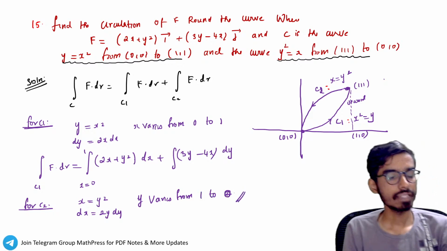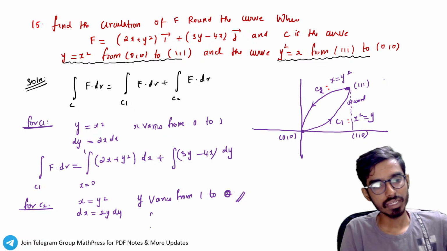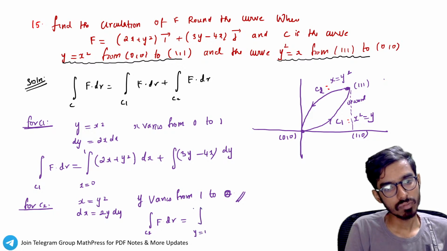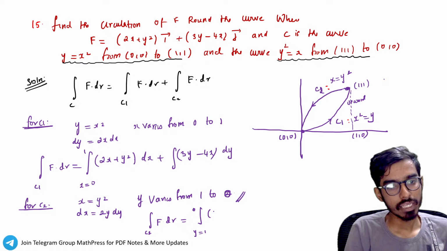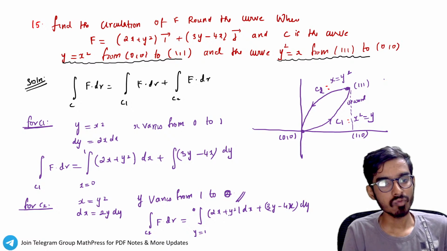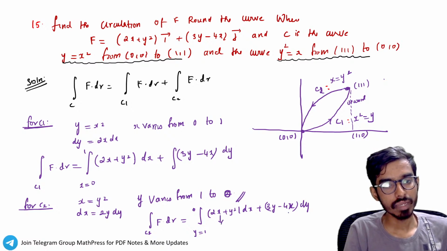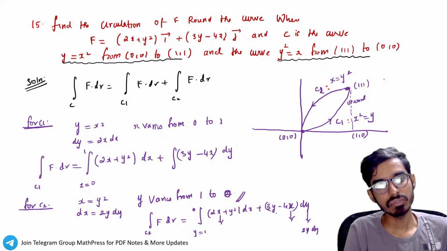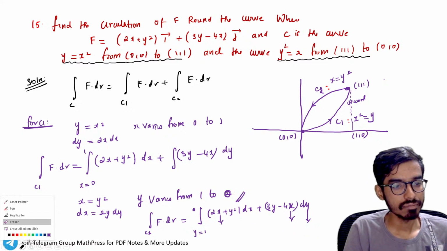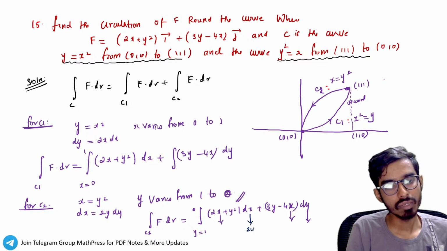I think you can do this, right? You just convert everything in terms of y and find the integral of f dot dr. So y varies from 1 to 0. The integrand is 2x plus y square dx plus 3y minus 4x dy. Converting everything in terms of y, you replace x with y square, dy is dy, and dx is 2y dy.